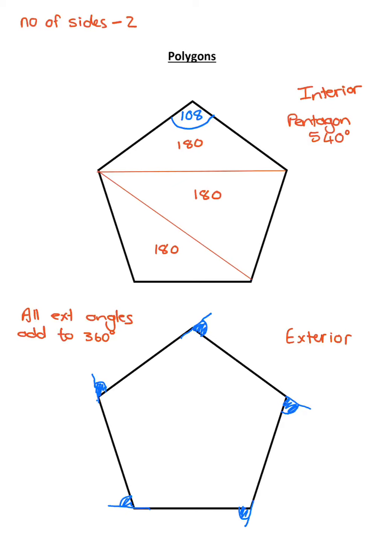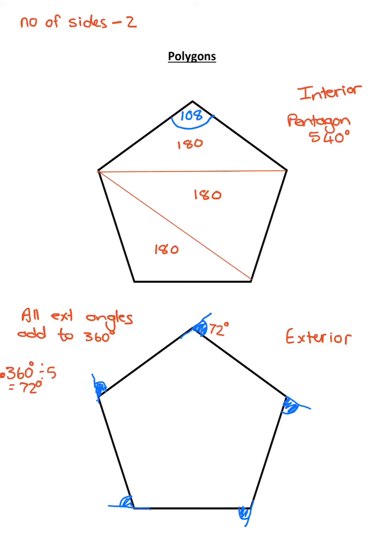So there's 5 exterior angles. If they all add up to 360, then to get one of them, I'd have to do 360 degrees divided by 5, which equals 72 degrees. So that tells me that one of these angles will equal 72 degrees.